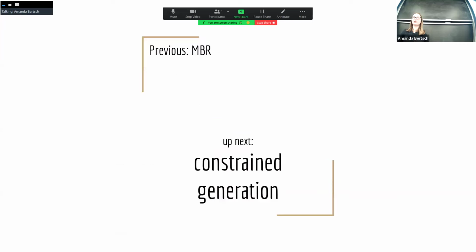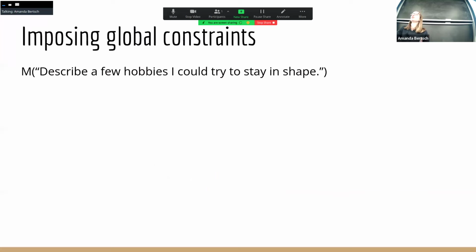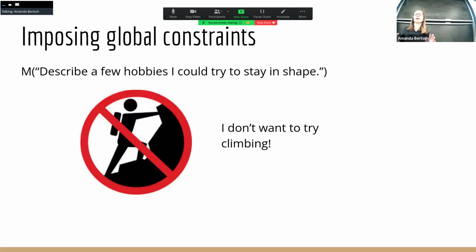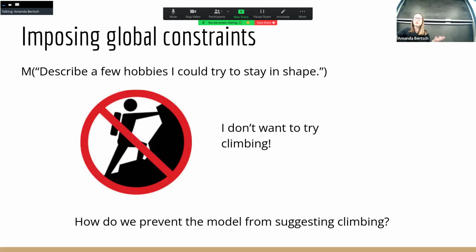Great. So now this is a wide variety of methods to try to find an output that's just sort of good, right? We want an output that is nice out of our model. But now we'd like to maybe impose a few additional constraints. So say I'm asking our model for some hobbies I could use to stay in shape. And no matter what, I don't want the model to recommend climbing. Like I don't want this as an option. I've tried it, I'm not a fan. How do I get the model to stop suggesting climbing to me?